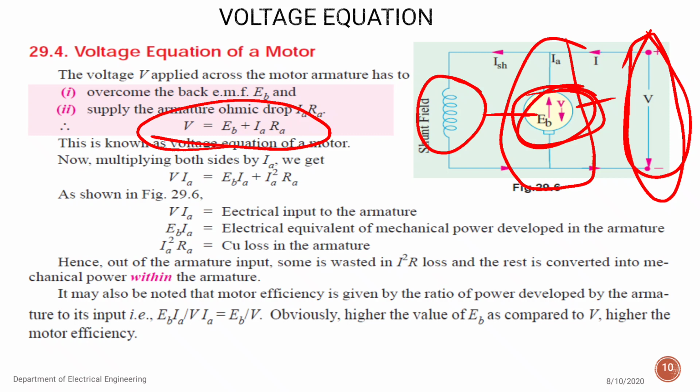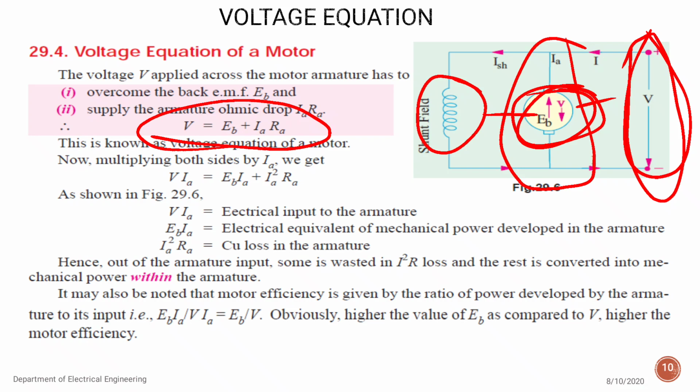In the case of a DC generator, we are generating the EMF, that's why it is known as the EMF equation. But here back EMF is generated, and we need to find out the total voltage of the motor that has to be supplied. So that's why it is known as the voltage equation, V is equal to EB plus IaRa, that is, to overcome the back EMF plus the armature ohmic drop, that is the armature voltage drop.